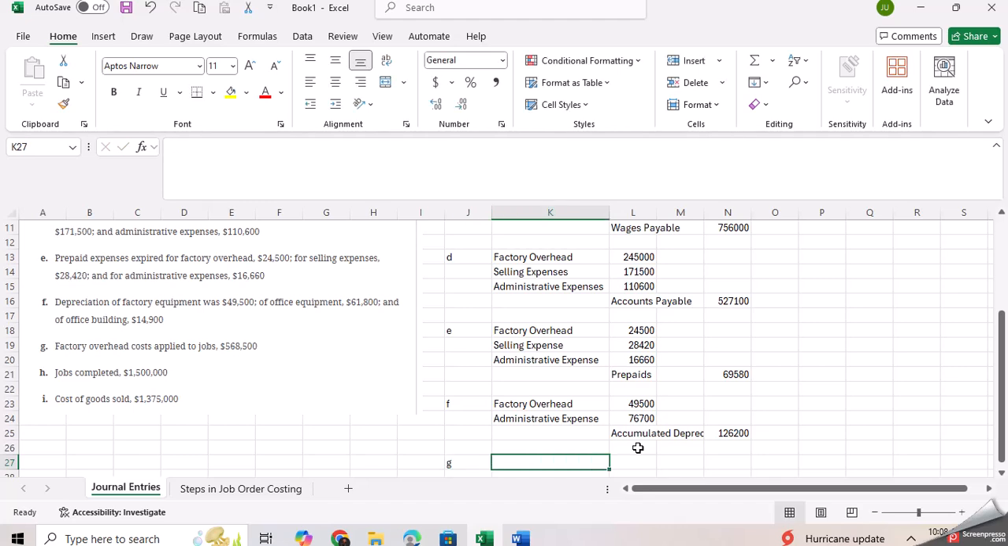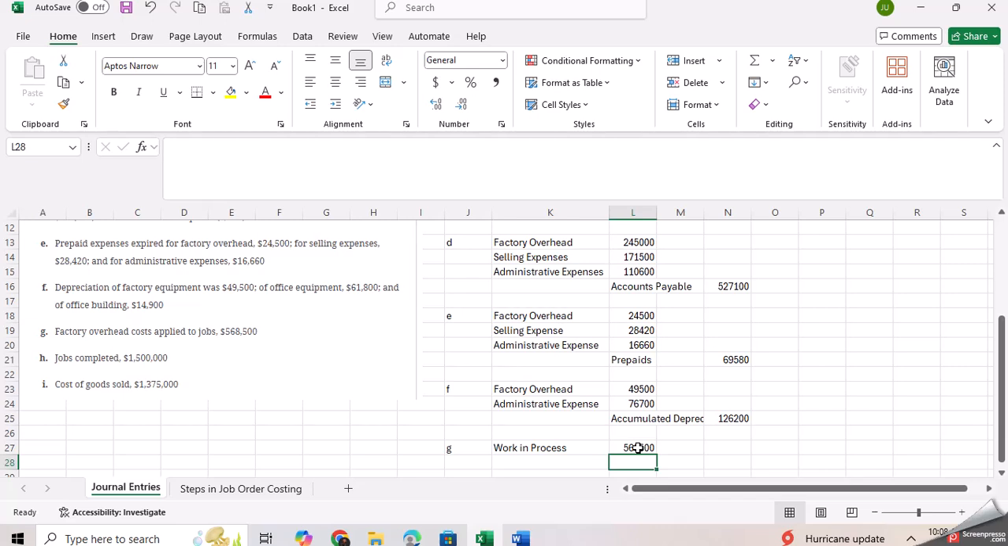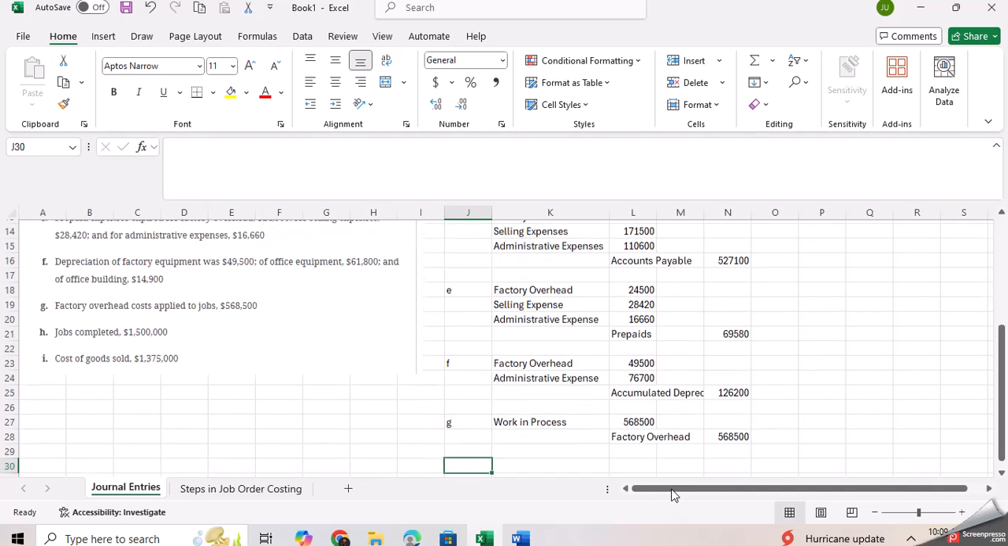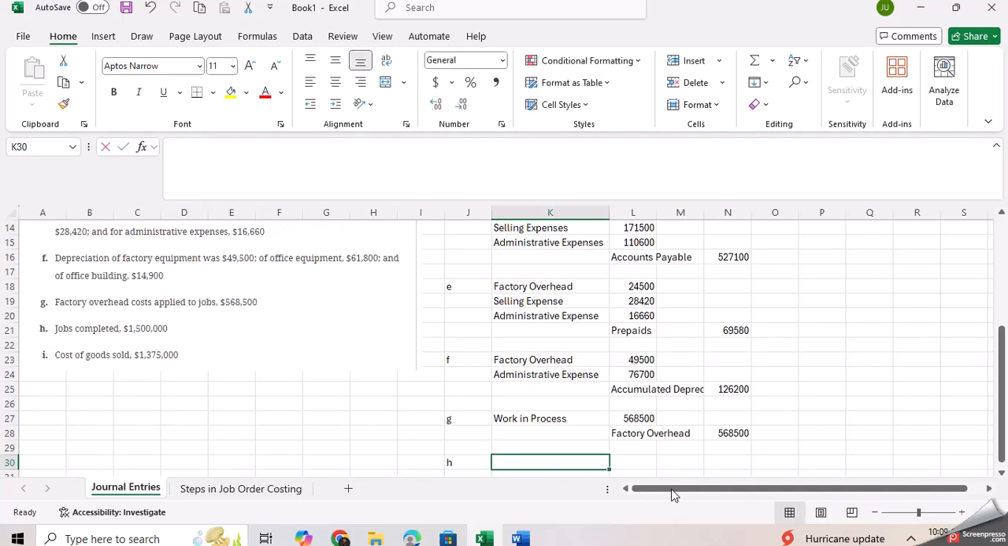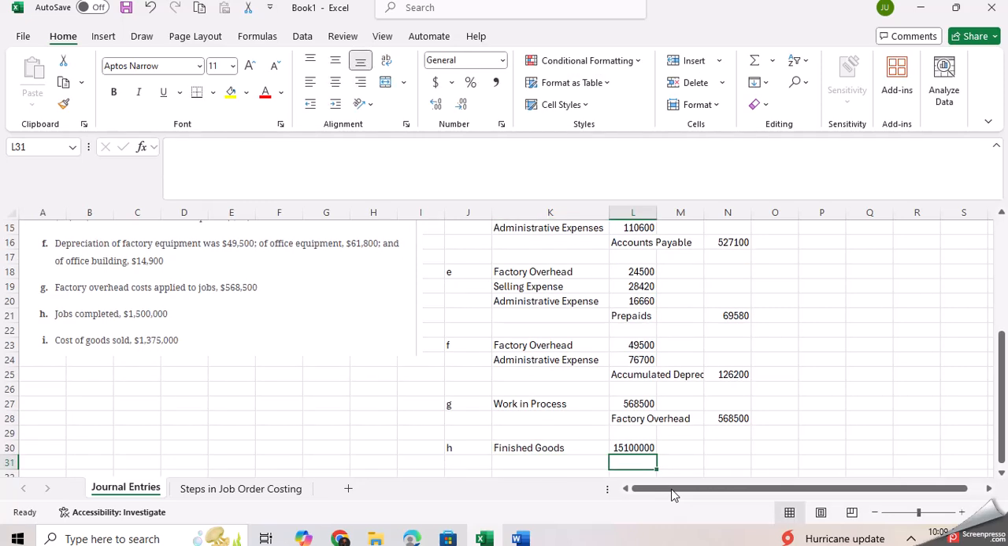Then factory overhead costs are applied to jobs. So when they are applied, it goes to work in process for the 568,500, and then it credits factory overhead. And then if our jobs are completed, then that goes into finished goods. And then comes out of work in process. $1,500,000.